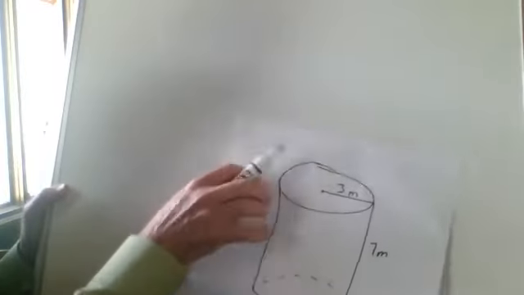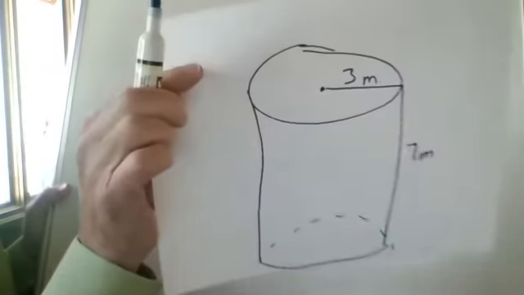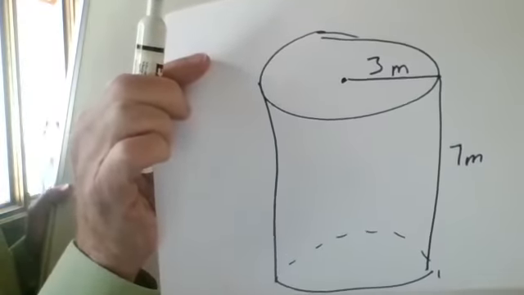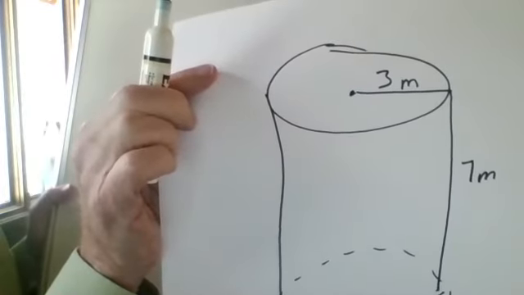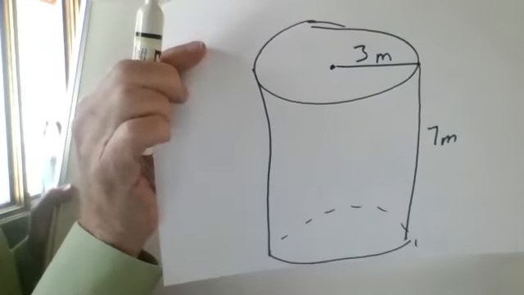You should be able to see that when you see your multiple choice answers anyway. All right, the next two questions refer to a cylinder, okay? And the cylinder looks something like this. This is your cylinder. Cylinder has a radius of 3 meters, has a height of 7 meters.